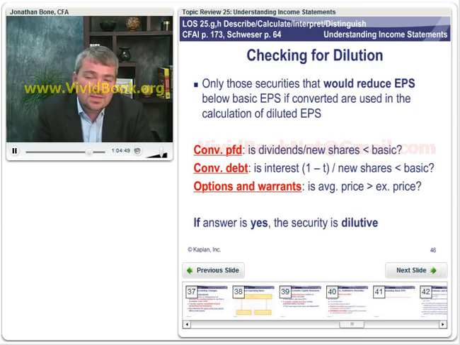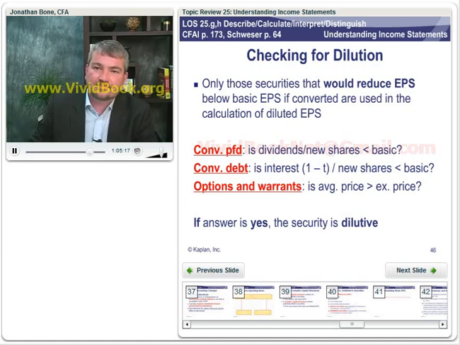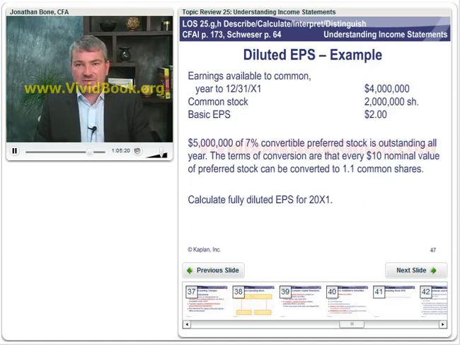Employee stock options and warrants, we use a different technique. What we look at is the average stock price during the year and compare that to the strike price, i.e. the exercise price on the option. If the average price is greater than the exercise price, we conclude that these options or warrants would be exercised. And remember, it doesn't matter whether they can be exercised this year or not. That's irrelevant to the computation. But if they would be exercised, if they could be, then they will be dilutive. Okay, let's take each one of these in turn.